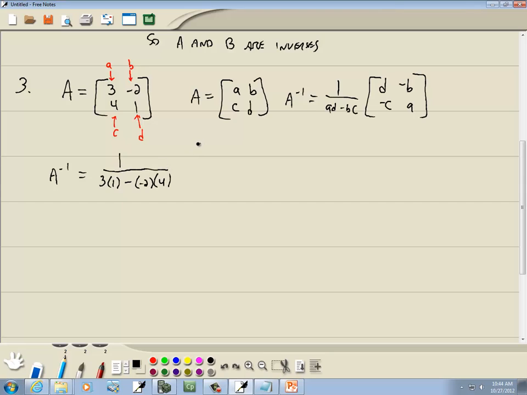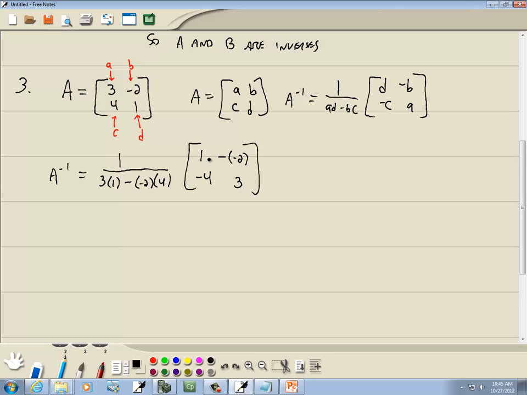And then here we put d, which is 1. b, which is a negative 2. c, or negative c, which is a negative 4. And a, which is 3. Now let me double check myself. ad, so ad minus bc.